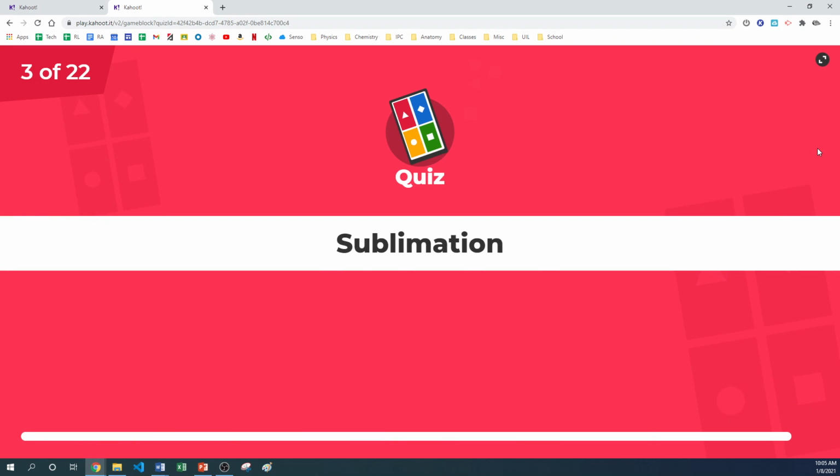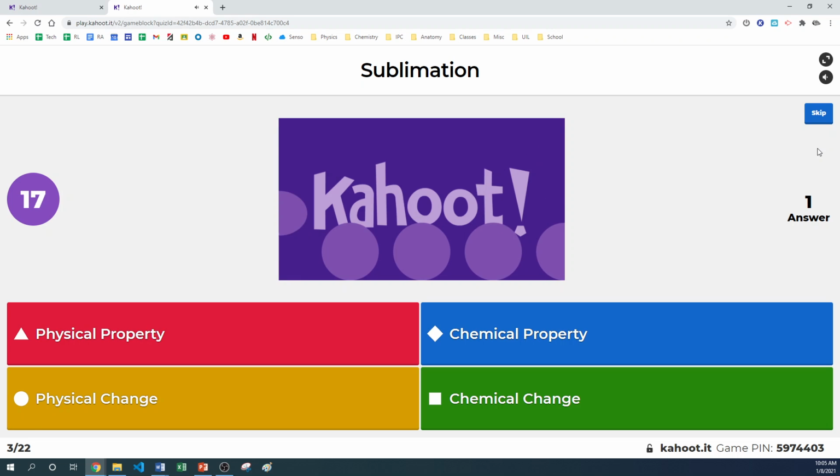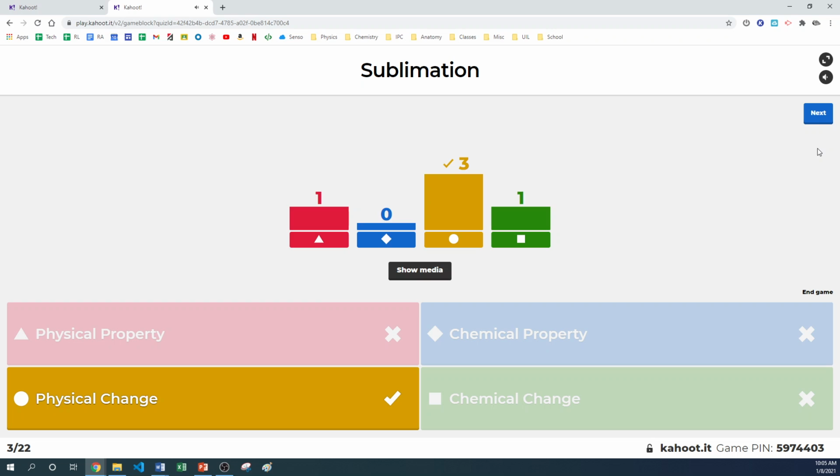Sublimation. What is that? We've covered it multiple times. Physical change. Can anyone tell me what sublimation is? It was solid to gas. Solid goes to gas. Melting is solid to liquid. Boiling is liquid to gas. And sublimation is skipping liquid and going straight from solid to gas. That's like dry ice. If you leave dry ice out, it doesn't turn into liquid. It turns straight into a gas.